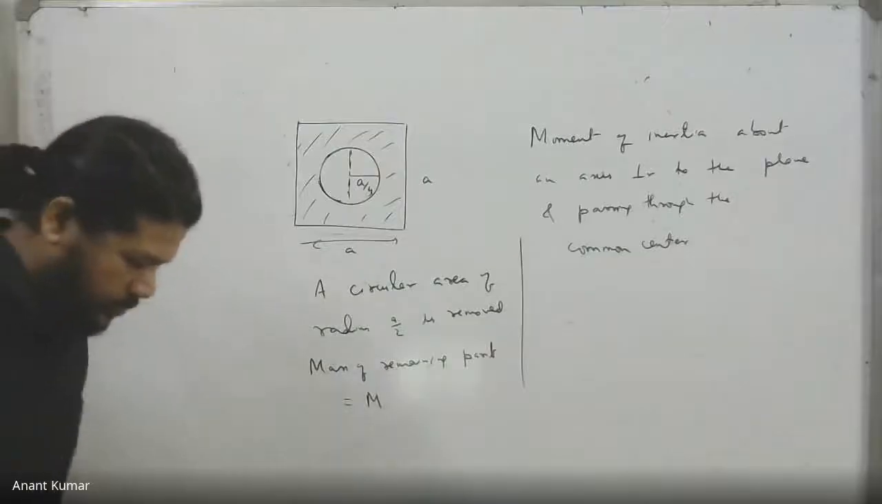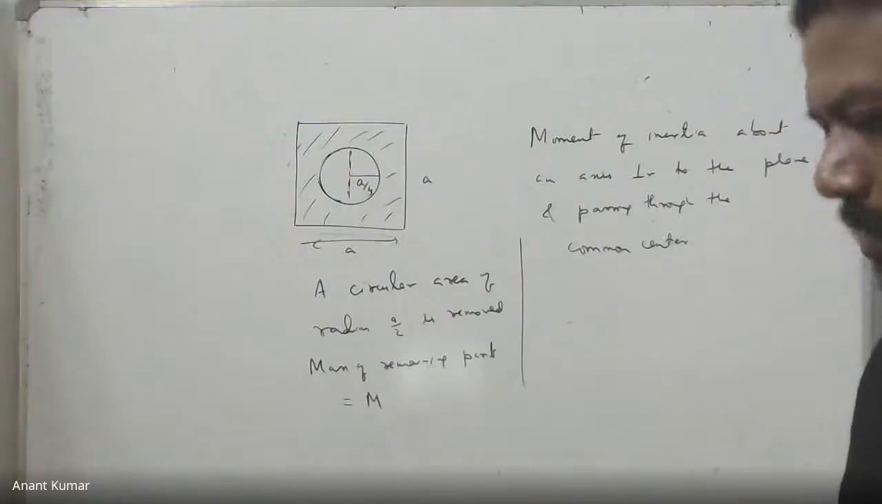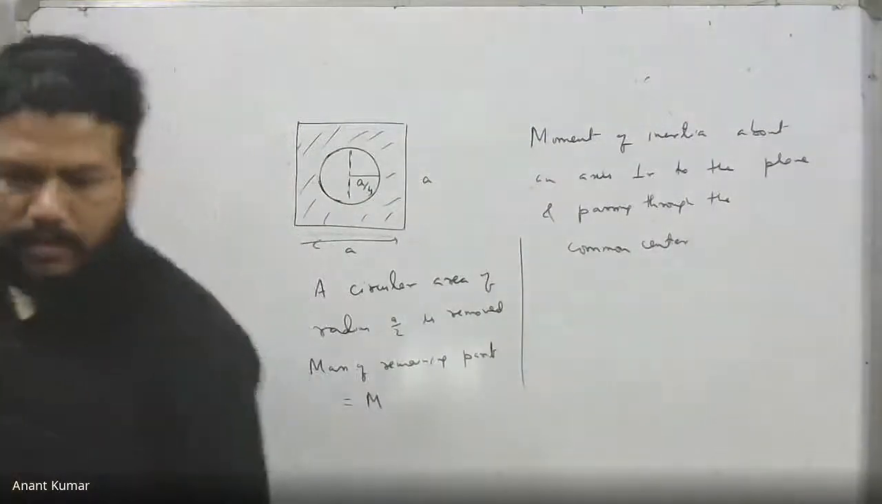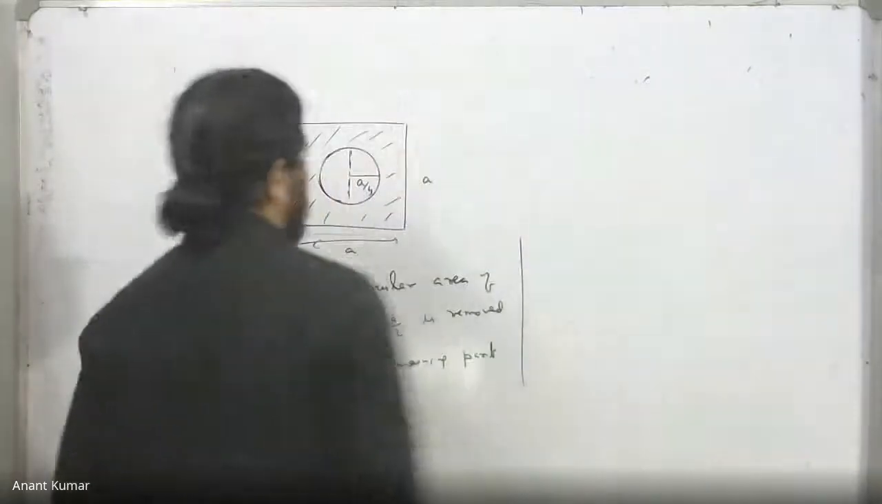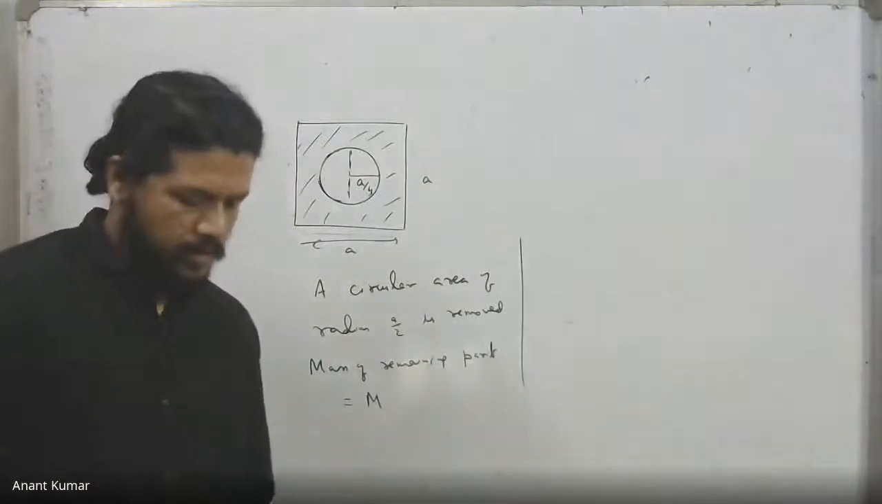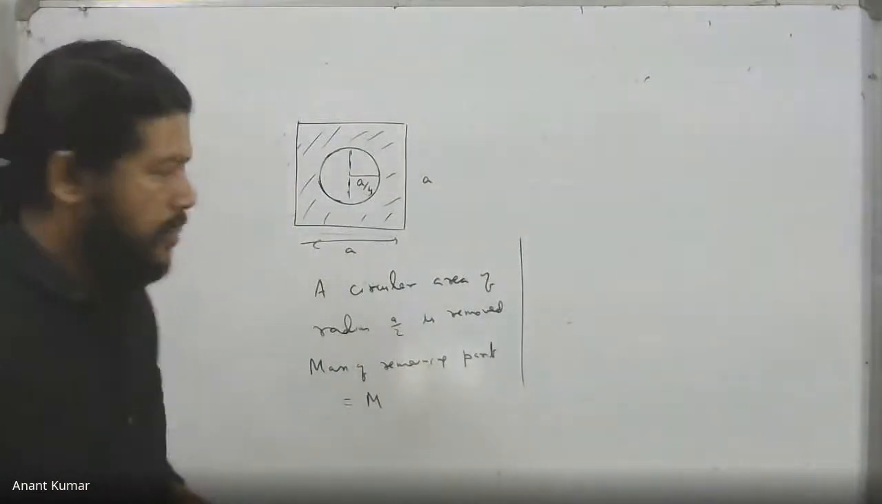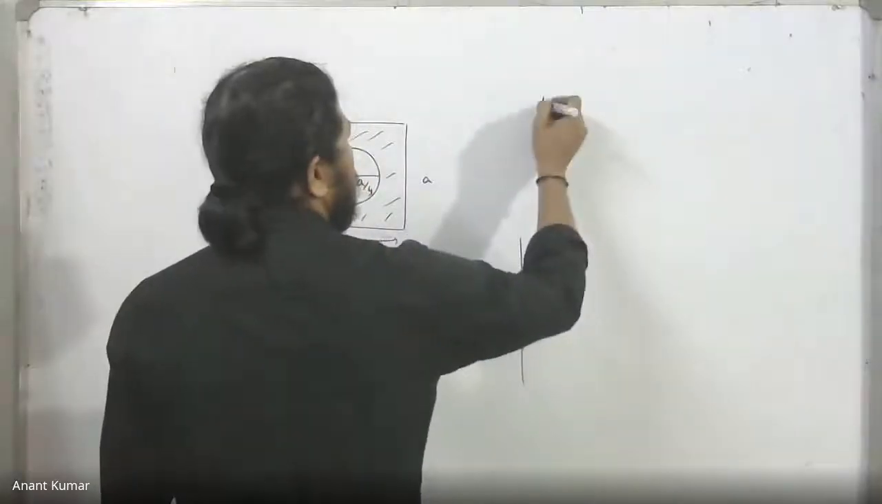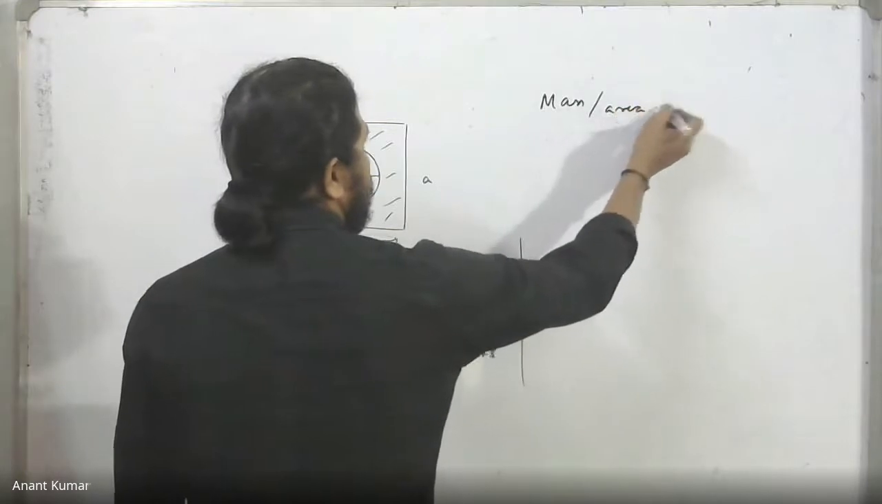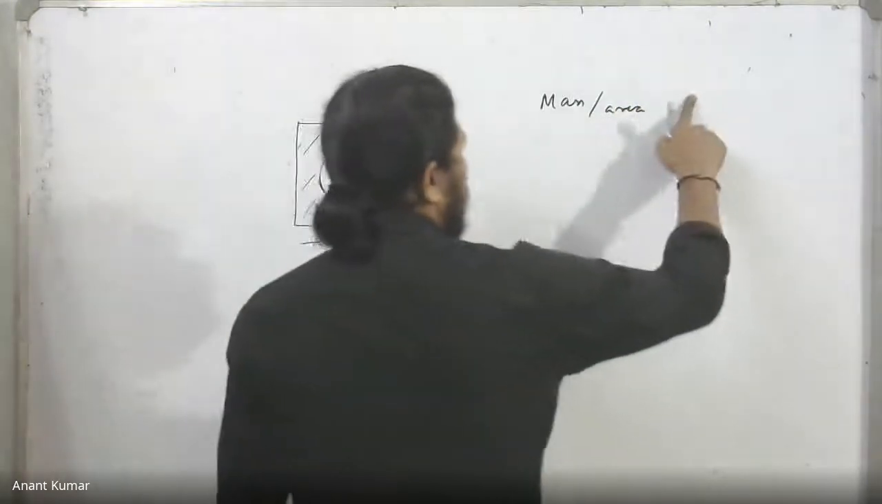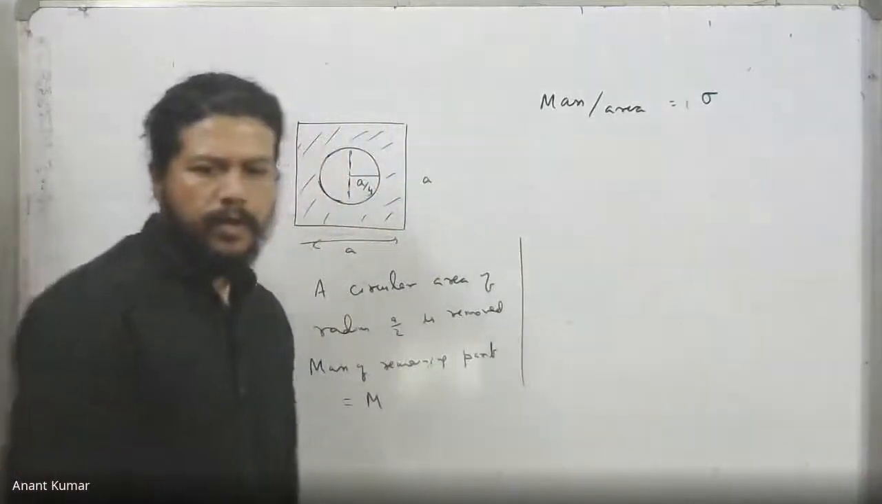Sir, m a square into 256 plus 3 pi by 96 into 16. That's great. I'll have to calculate it in case I do. Wait. Suppose in this case the mass per unit area is taken as sigma. Let me see. I'm going to call the mass per unit area sigma. The sigma is mass per unit area.